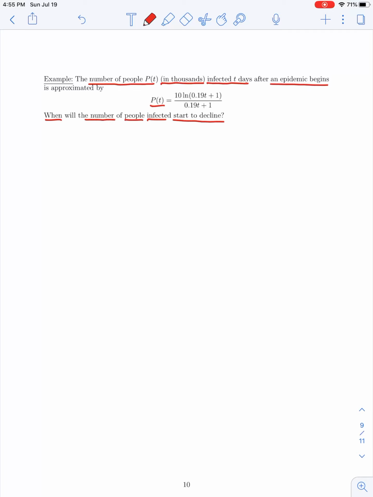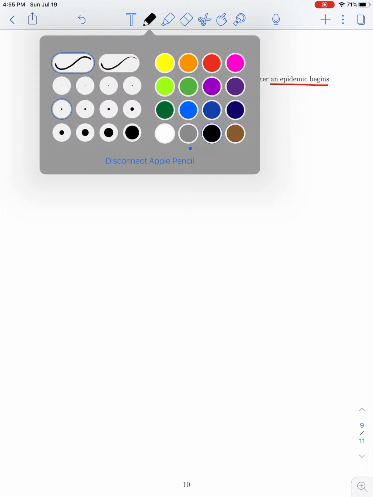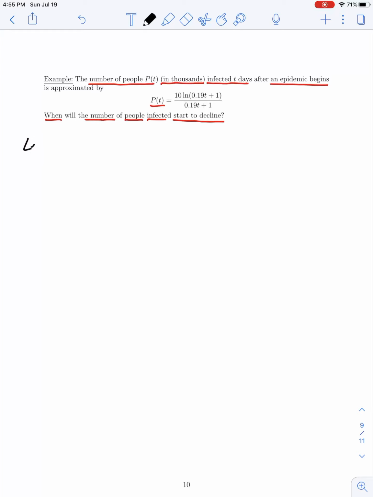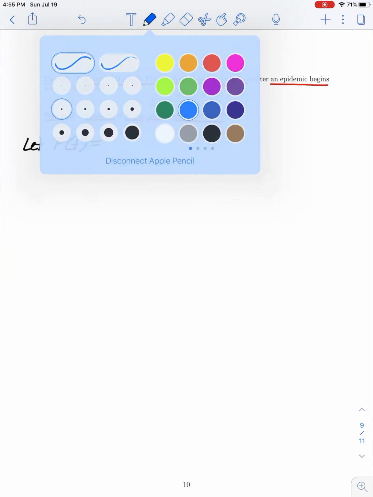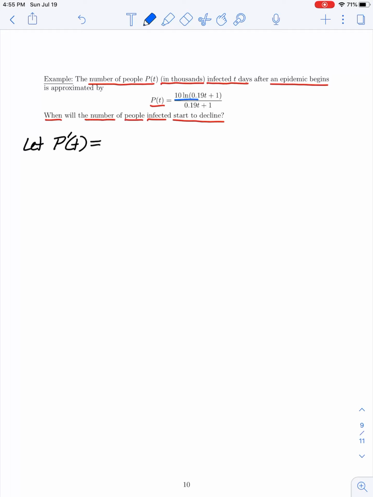So we need to know where this function P of t is decreasing. That is, where its derivative is negative. So we'll start by finding our derivative. Looking at the function P of t, we see that it is a quotient of two functions, so we're going to have to make use of the quotient rule. And our numerator involves the natural log of a polynomial, so we're also going to have to use the chain rule to differentiate the numerator.